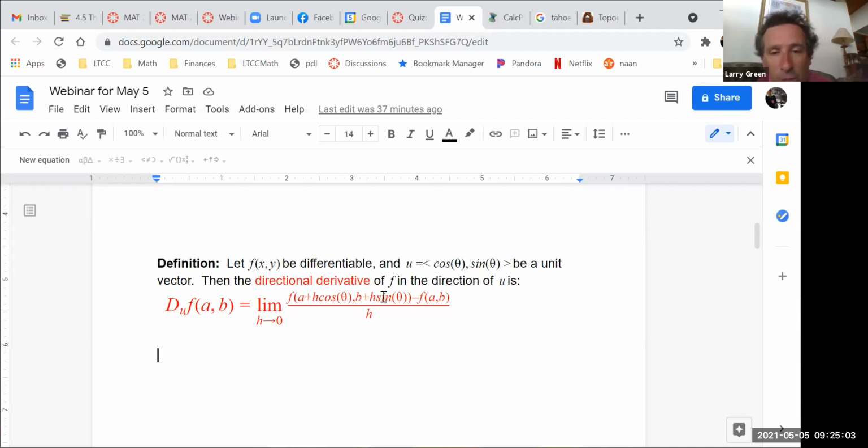Okay. Similarly with y, the y-axis has angle pi over 2. Cosine pi over 2 is 0, sine pi over 2 is 1. So in this case, the h cosine theta goes away, the h sine theta becomes h, and that gives you the definition of the partial derivative with respect to y. So this basically has all of the definitions in one shot. Any questions on this so far?